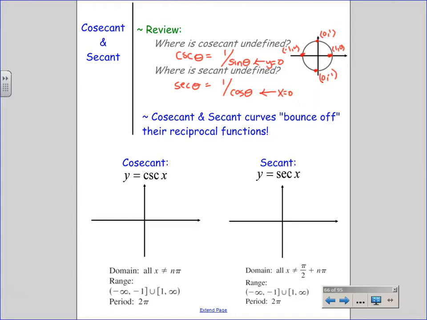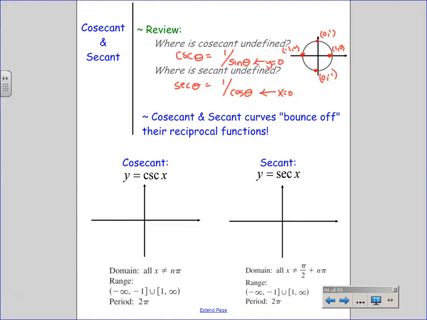So what does that mean? Who else was over sine? Cotangent. What's cotangent equal? Quotient property. X over y or cosine over sine. Cosecant's going to have the same vertical asymptotes as cotangent, and secant's going to have the same vertical asymptotes as tangent, sine over cosine. Okay, that's interesting.